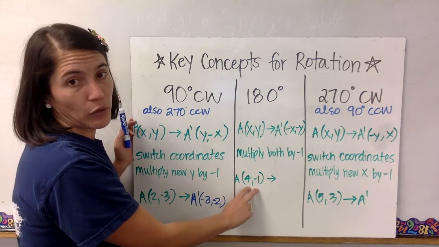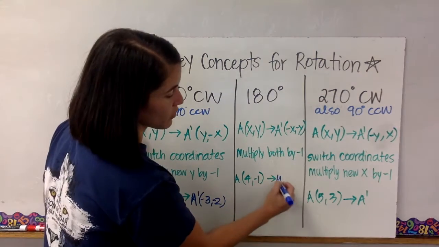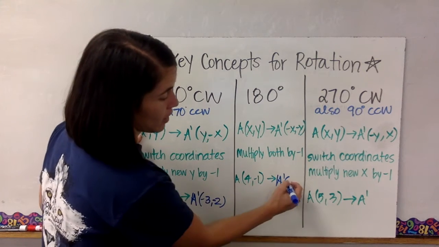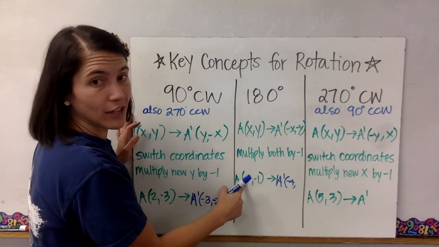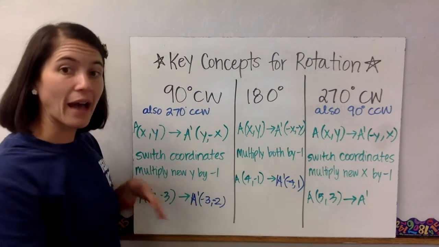So for an example, if you had the point A for negative 1, we wanted to rotate it by 180 degrees, we would multiply them both by negative 1. So 4 times negative 1 is negative 4. Negative 1 times negative 1 is 1. And that would be your new coordinate.